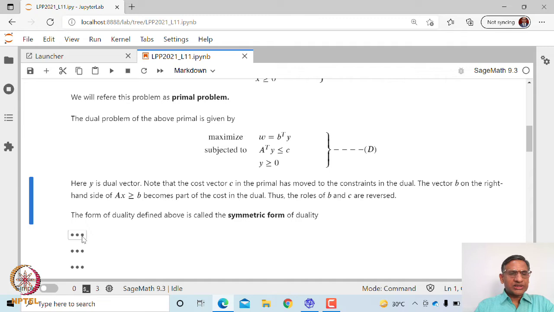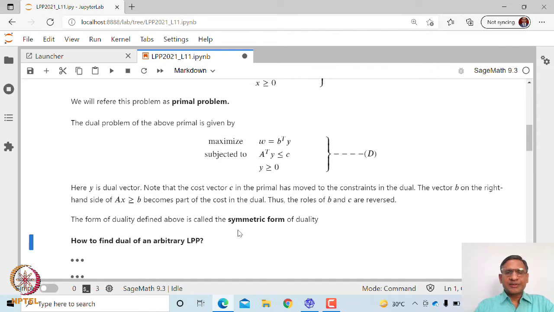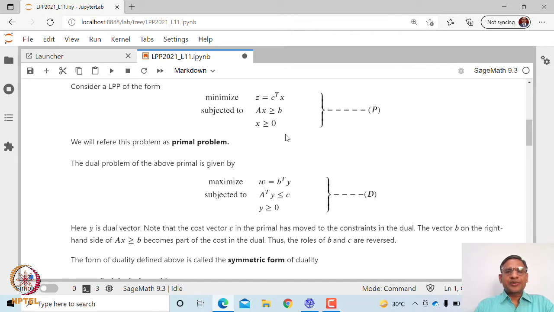Now let us look at how to find the dual of an arbitrary problem. As I said, any linear programming problem can be converted into this standard form, which is minimization type subject to Ax ≥ b, x non-negative, by appropriate transformation. So first we can convert this problem into the standard form, as in P, and then we can write its dual D. That we can always do.